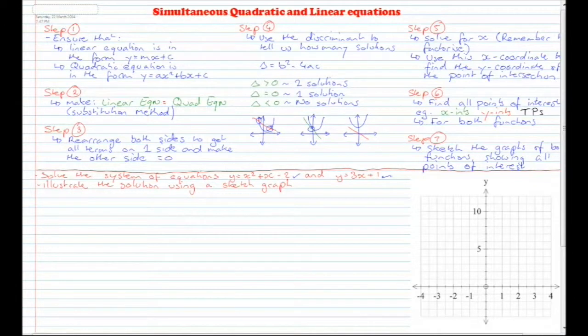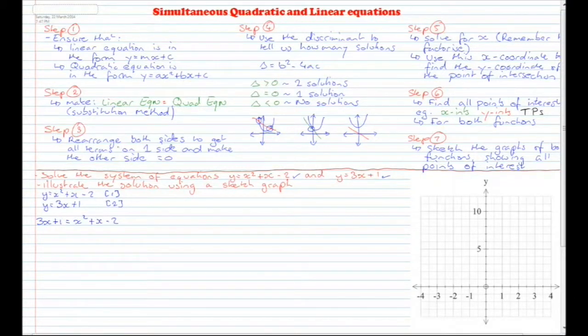Step 2, make the linear equation equal the quadratic equation. So what we need to do is write out both equations now. We've got y is equal to x squared plus x minus 2, call that equation 1, and y is equal to 3x plus 1, we'll call that equation 2. What I'm trying to do here is find the point of intersection between these two lines. To do that I need to use simultaneous equations. As you can see I've got the y on its own in both instances, so I'm going to use the substitution method. So I need to make the linear equation equal to the quadratic equation. Instead of writing y here, I can write 3x plus 1. So let's go through and do that. I've got 3x plus 1 is equal to x squared plus x minus 2.